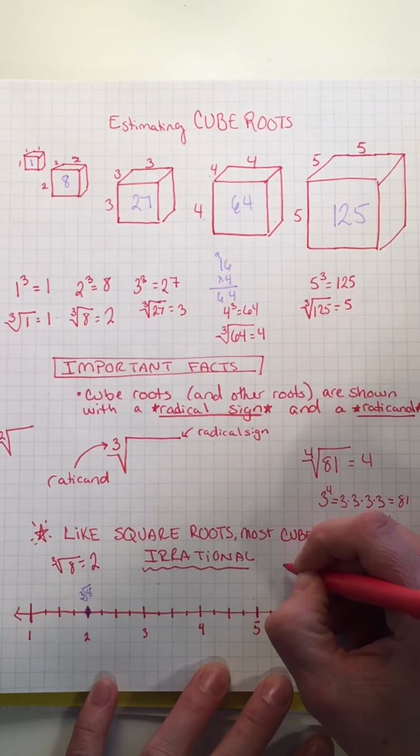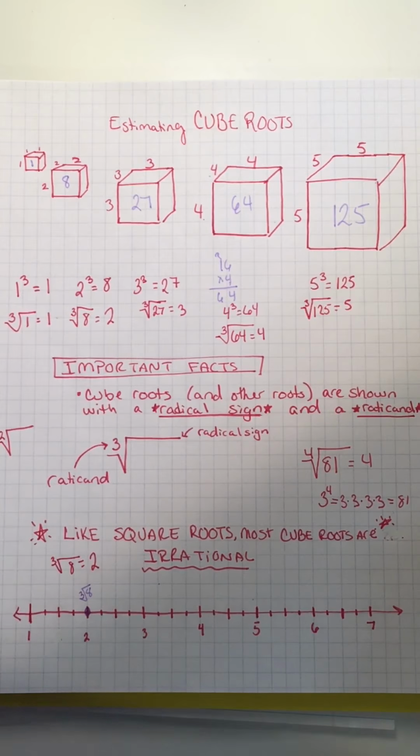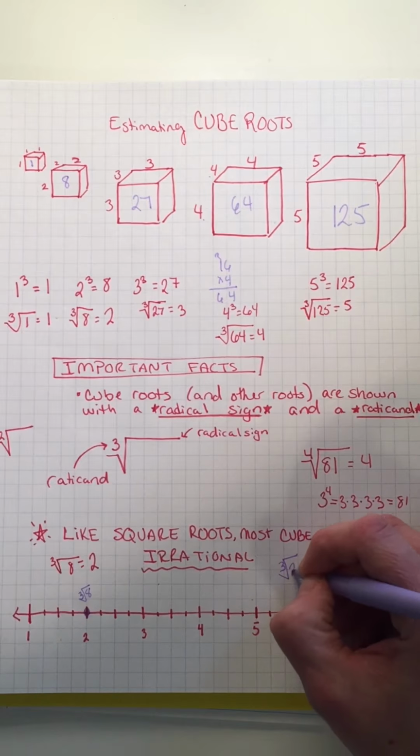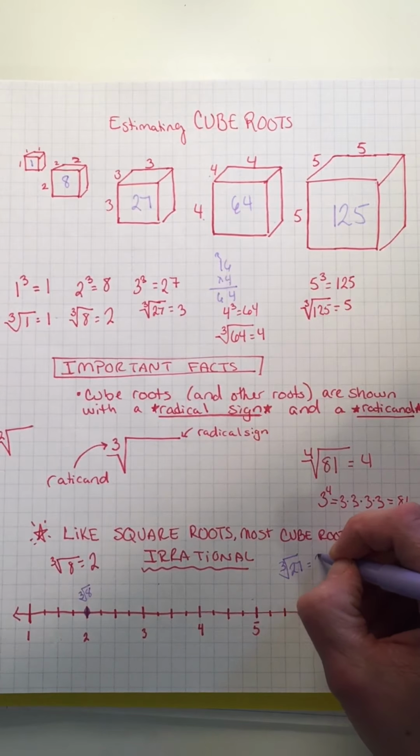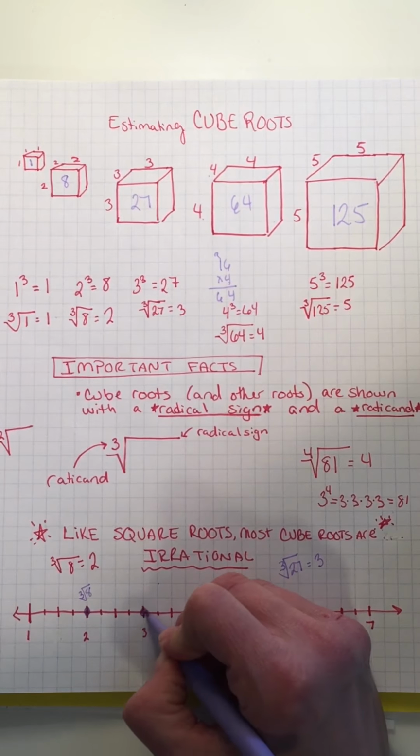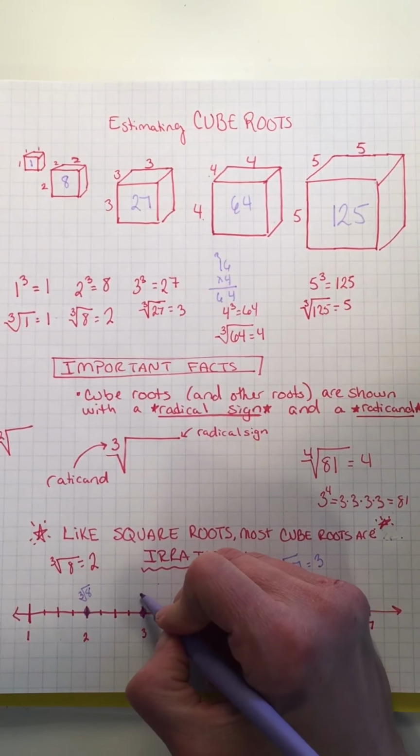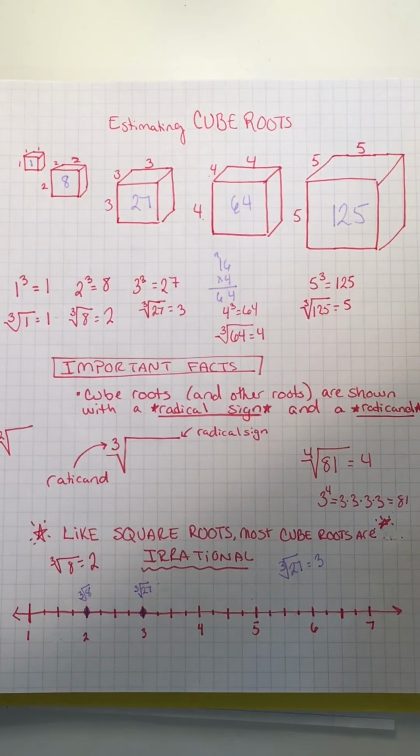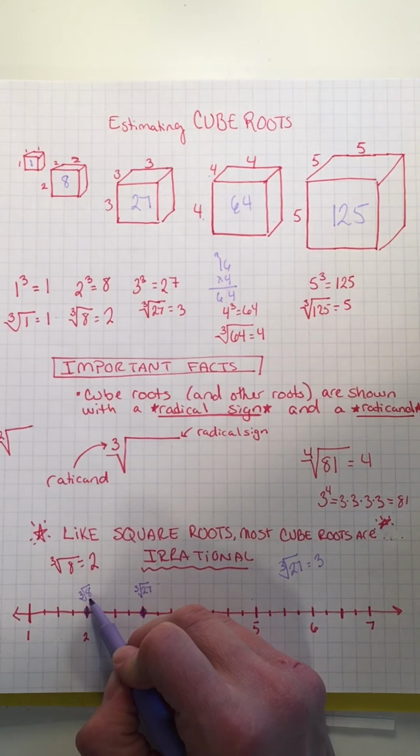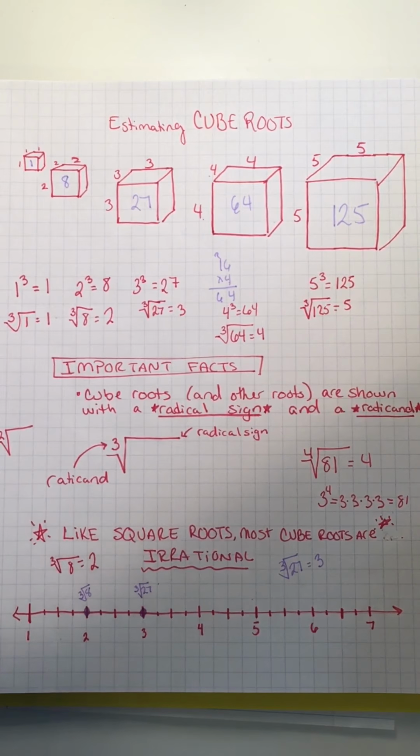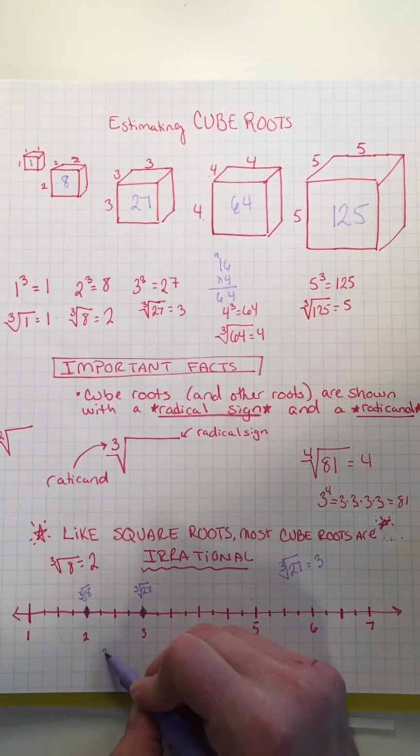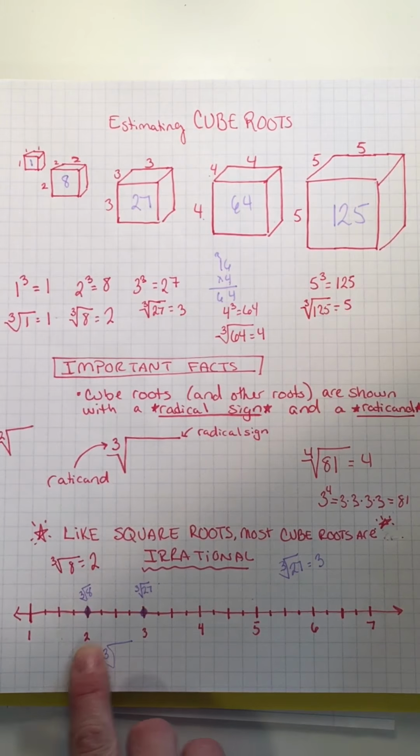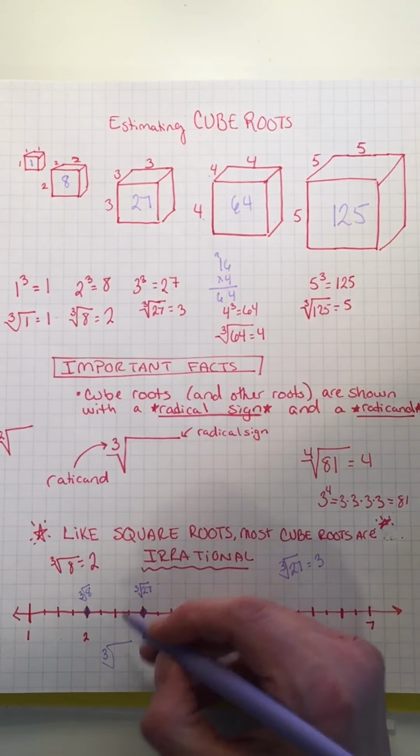The cubed root of 27, that's another perfect cube. It's equal to 3. So I can place that directly on 3. However, there's a lot of numbers that are in between 8 and 27. So anything that's under that cube root sign that's in between 8 and 27 is going to fall somewhere in between 2 and 3.